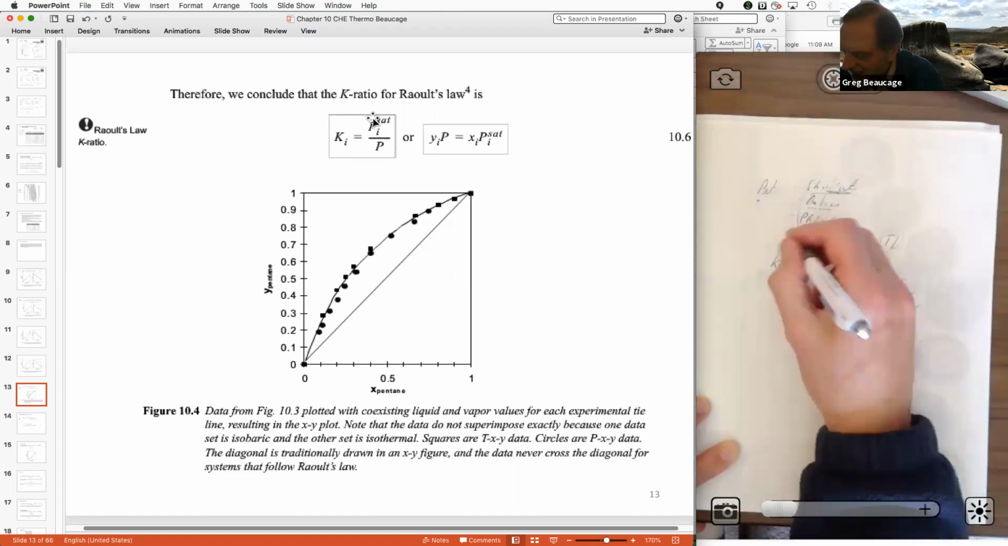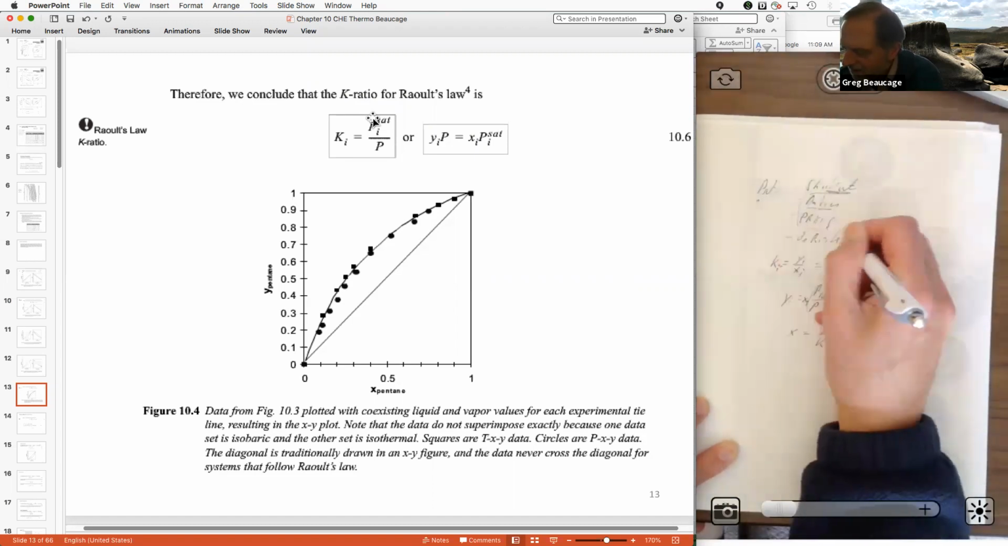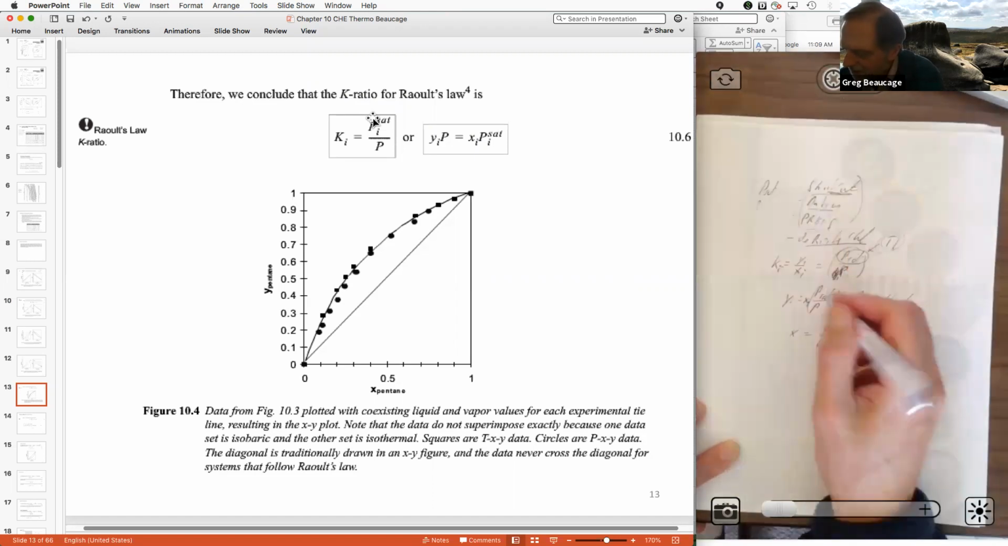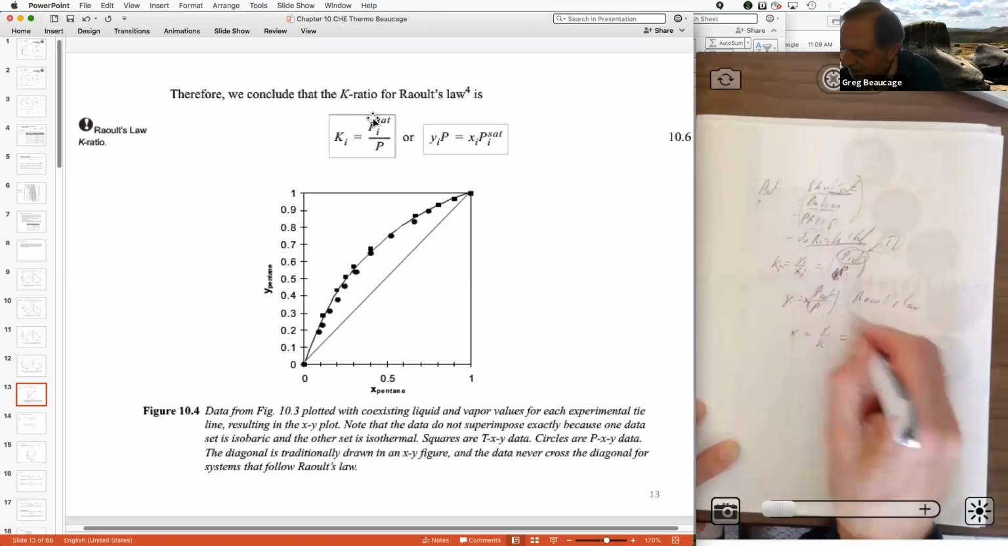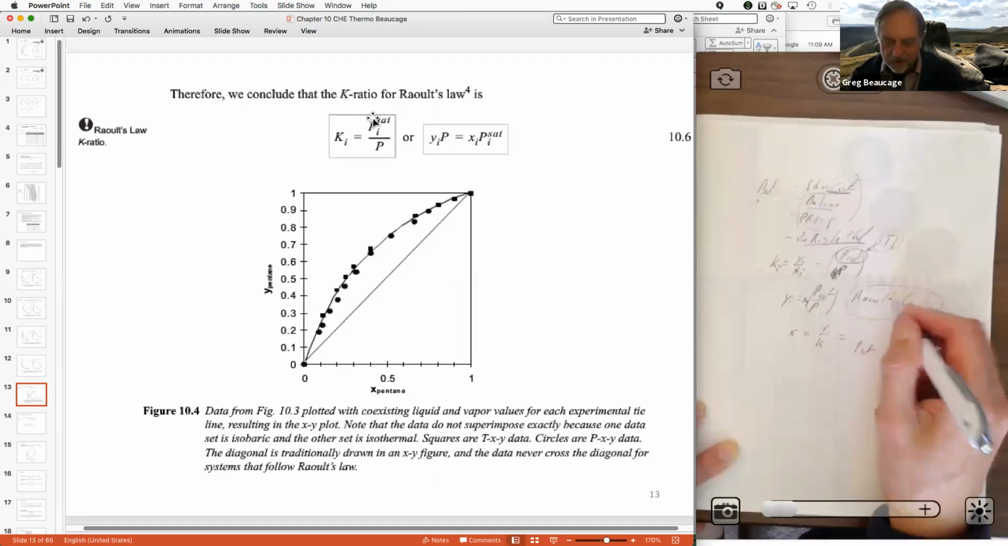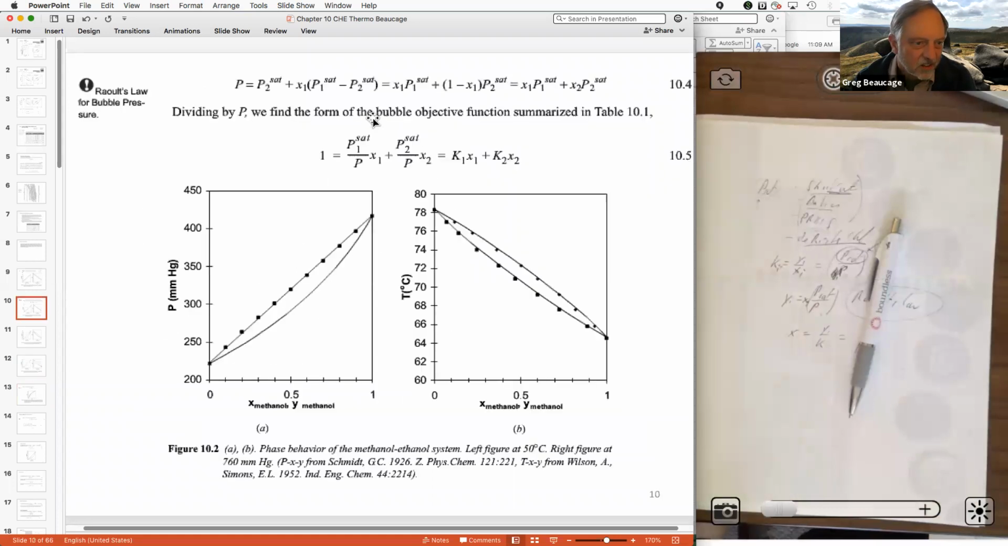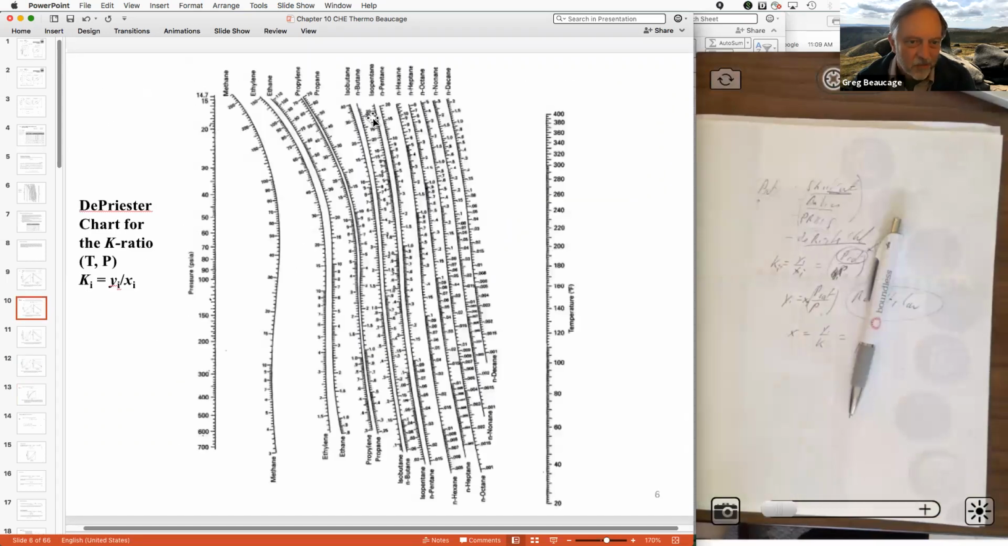Another way to get K is this de Priester chart. This all depends on Raoult's law, which is not always right. But the de Priester chart is an experimental way to get this. It's an odd looking chart. If you go to the web page, you can download one that's not blurred.